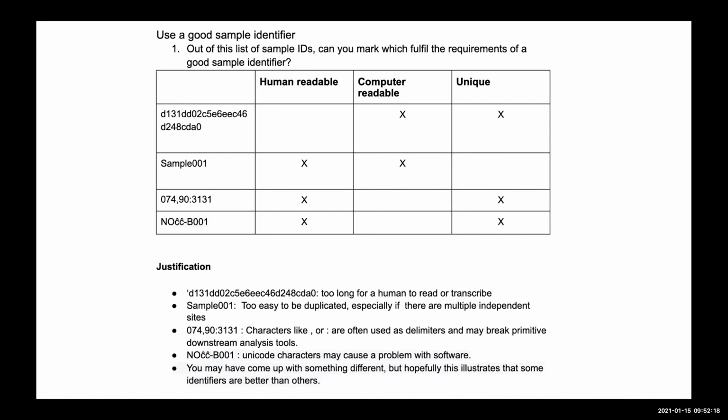The one after that has a comma and a colon in it, which is a little problematic for some computational scripts because commas and colons are often used as delimiters. So like a comma delimited text might struggle with this. So it's not particularly computer readable. And then the last one has some Unicode characters, which may cause a problem for particular software. So again, that's not computer readable.